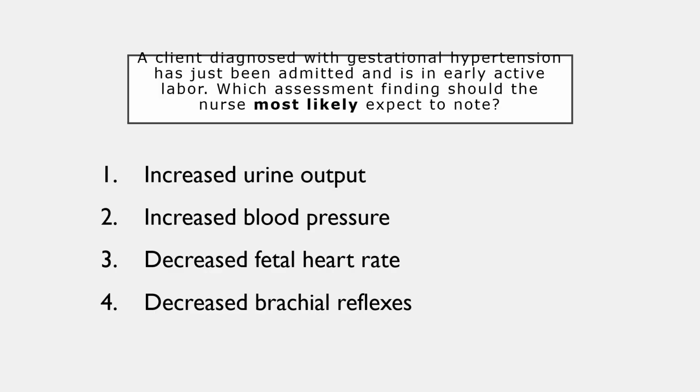A client diagnosed with gestational hypertension has been admitted and is in early active labor. Which assessment findings should the nurse most likely expect to note? 1, increased urine output, 2, increased blood pressure, 3, decreased fetal heart rate, 4, decreased brachial reflexes. Take some time to think about it. So if you chose 2, you are correct. The major manifestation of gestational hypertension is increased blood pressure.